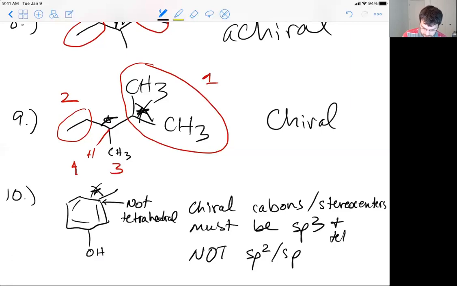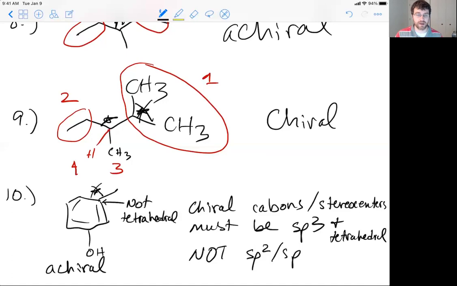So it must be sp3 and tetrahedral. Otherwise, you don't get this opportunity to be different than your mirror image. You don't have this opportunity to be non-superimposable on the mirror image. Okay, so it turns out that nothing about this molecule makes it chiral because it doesn't have any tetrahedral carbons with 4 different things attached to them.